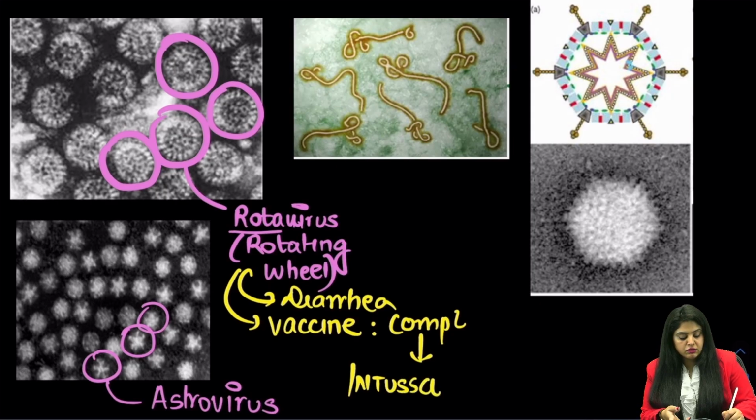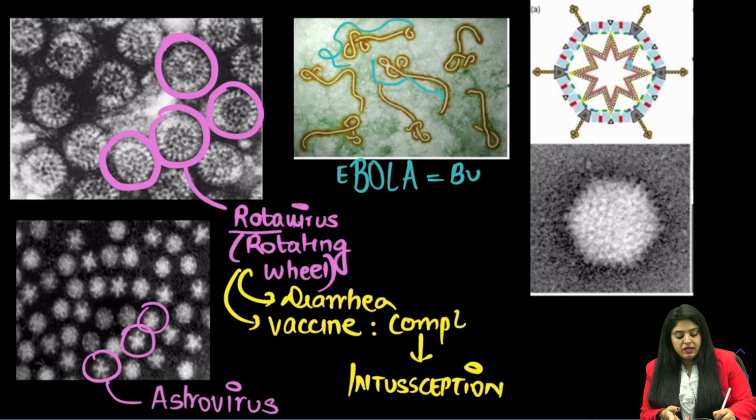That is going to be intussusception. Intussusception can happen because of the vaccination for rotavirus. Coming to the next, we have this bowl of spaghetti. Why do I say bowl of spaghetti? Because as I say bowl of spaghetti, it reminds me of Ebola. Ebola is going to look like a bowl of spaghetti pasta.